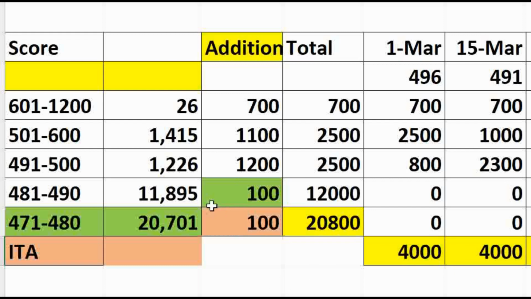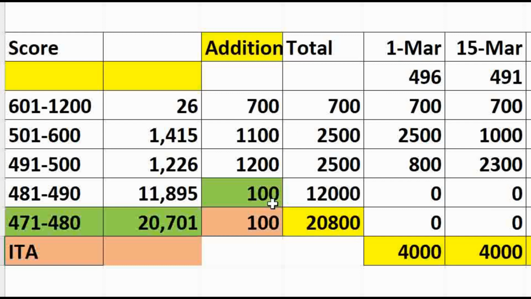Now let us see. We assume that on average 700 candidates will be added in this slab. Mostly they are from the PNP. Next, we assume that about 1100 and then 1000 candidates will be added in these slabs. And in this slab we are keeping a uniform 1200 addition. And in these two slabs we are taking about 100 candidates in each.